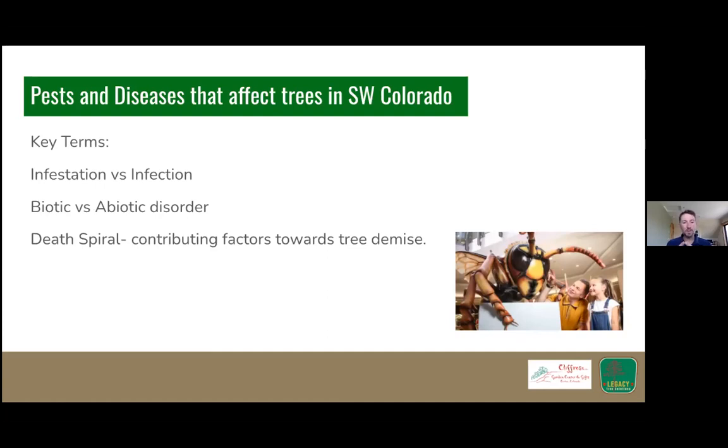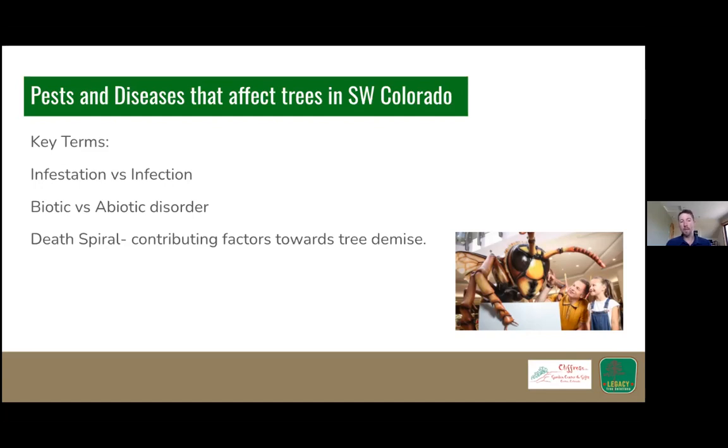Then we have biotic versus abiotic disorder. Biotic means it stems from some sort of living organism, like a viral disease or a bacterial disease or a pest. It's something living that's actually affecting your tree. Whereas abiotic is a non-living aspect, so nutrient deficiency or drought stress or compacted soils or not getting enough oxygen to your roots. That's biotic versus abiotic. That's kind of important. And then death spiral is something that we talk about a lot. It talks about when you have one factor that's causing some sort of decline in your tree.